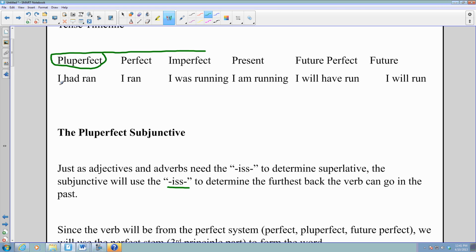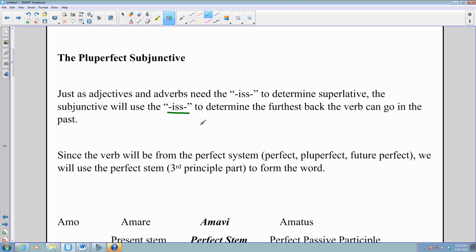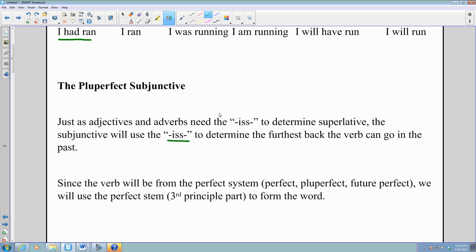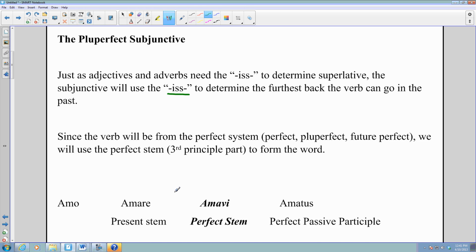It's the furthest back you can go. Furthest, -EST, superlative. So think of it that way. Since the verb will be forming something from the perfect system, remember, the perfect system includes the perfect, the pluperfect, the future perfect. We're going to use the perfect stem, or the third principal part, to form the word.